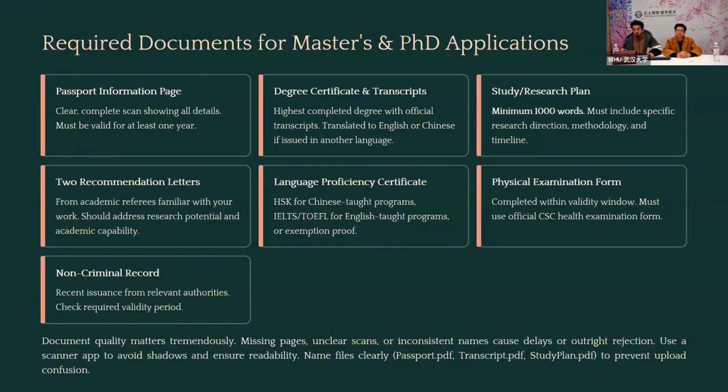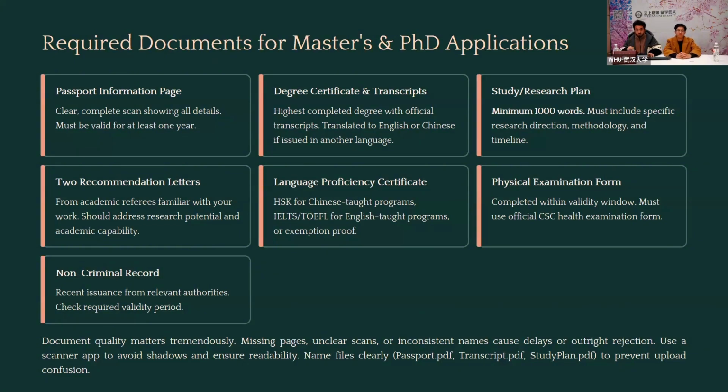And study research plan. Minimum 100 words, must include specific research direction, methodology, and timeline. Your study plan and research proposal is required. Study plan for master's, research proposal for PhD, and inside this document you should clearly mention your research direction, methodology, and your timeline of it. It is the most important document for your scholarship.